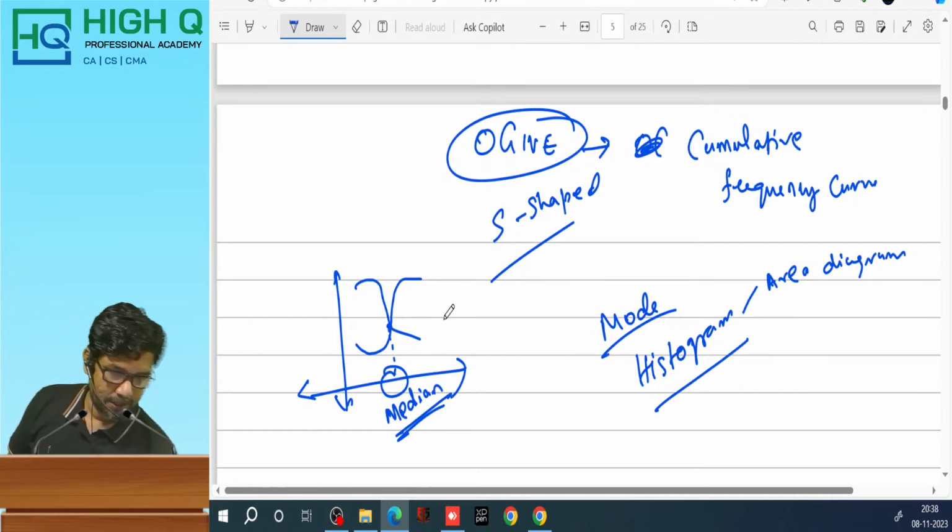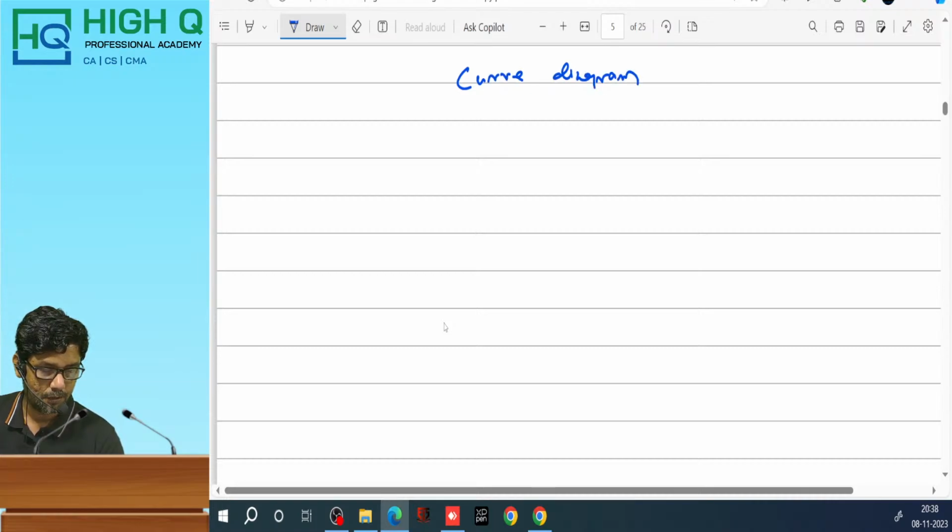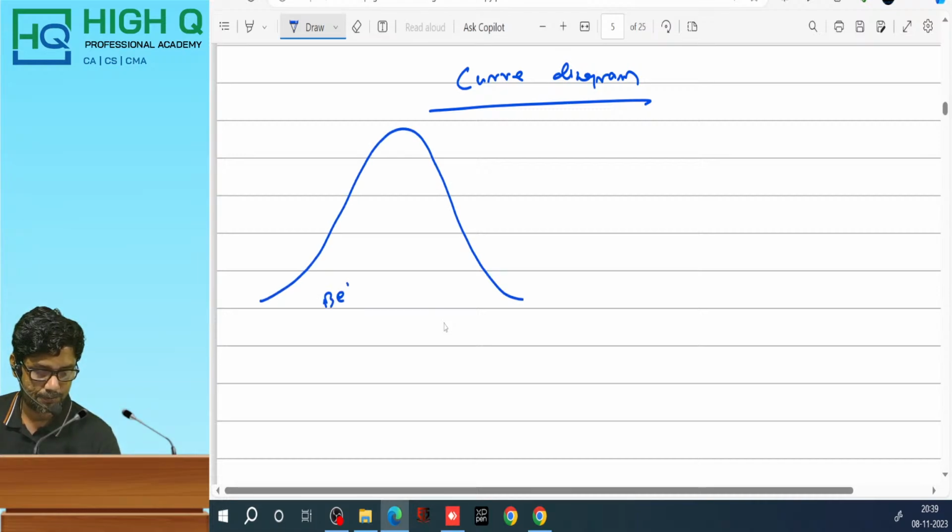Okay, next one is curve diagram. What is it, my dear? Curve diagram. One is the bell-shaped curve.